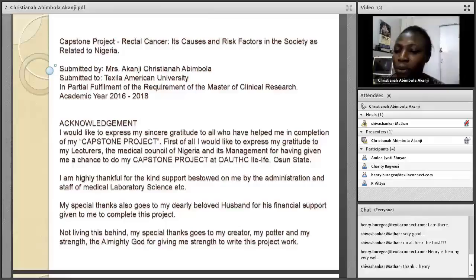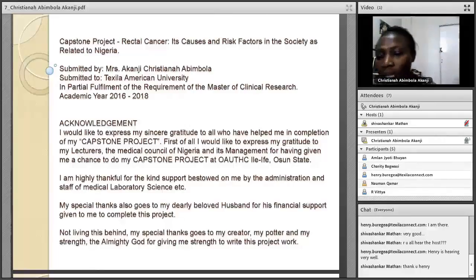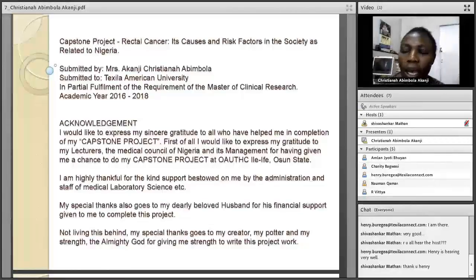I'm a student of Texila American University, and I run my course in the Masters of Clinical Research. I did my research work on rectal cancer, its causes, and risk factors in the society as related to Nigeria.